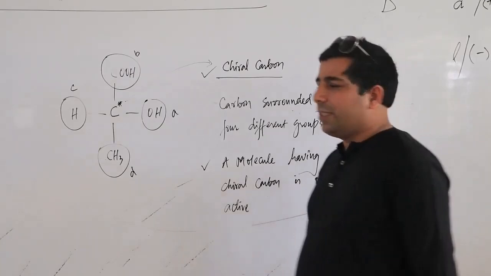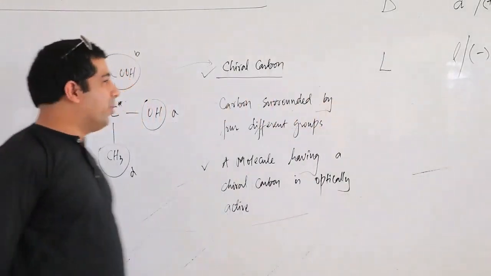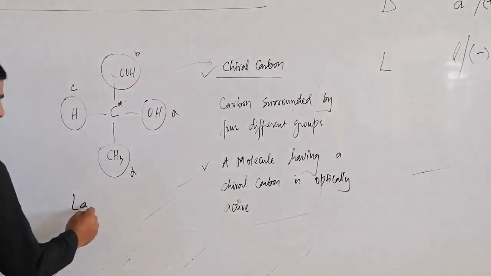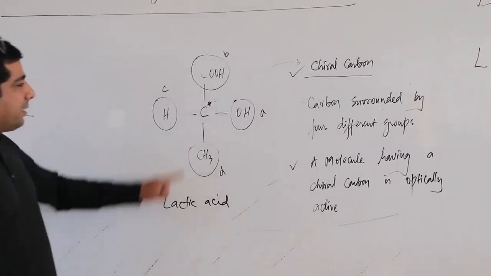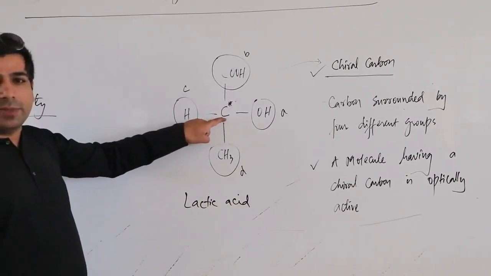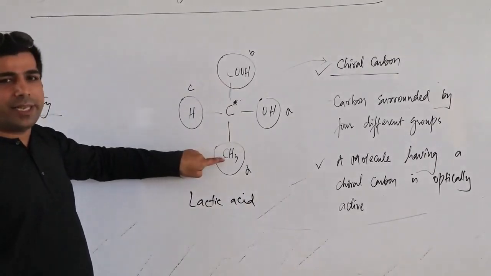So what does it mean? That means this molecule is optically active. You know which molecule this is? This is actually our lactic acid. Lactic acid has 1 chiral carbon. Now you will be thinking, what about this carbon and this? They are not chiral carbons.